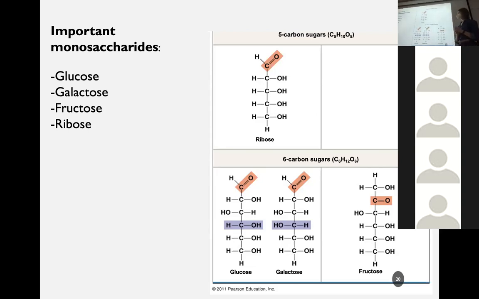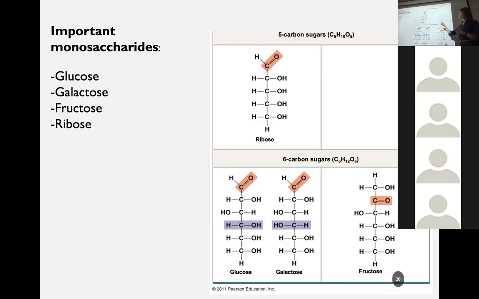And you're probably thinking, all of these look really similar, right? So I have all 4 of these molecules that I listed over here. I have the diagrams of them over here. So I want you to be able to identify, based on these types of diagrams, what monosaccharide you're looking at.